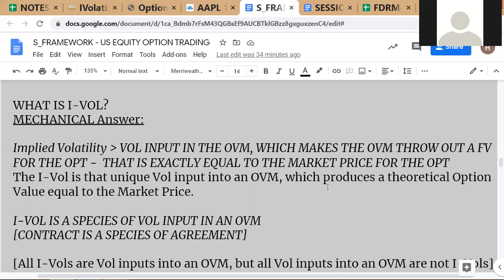These things are very important to understand from the notes and make your own notes, but understand it intuitively first. Because this you will not find in the textbooks explained like this, in three different levels. So here's what I-Vol is. You can read this, I'm not going to read it.